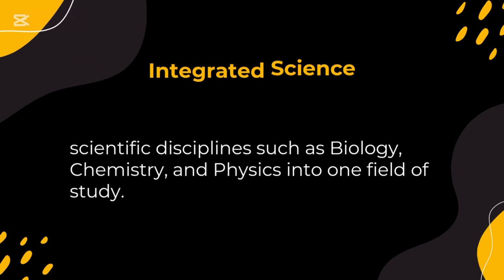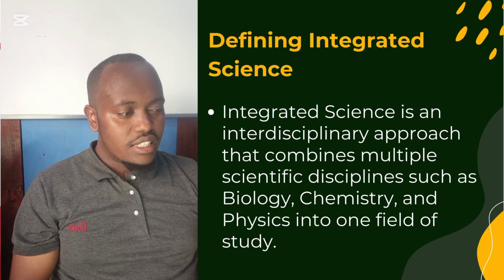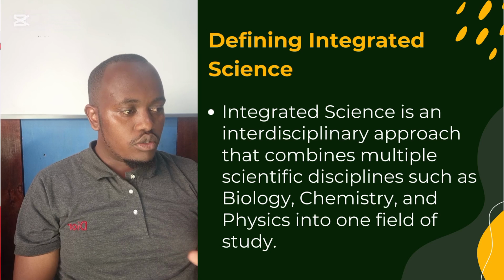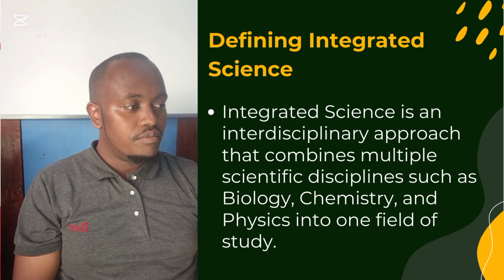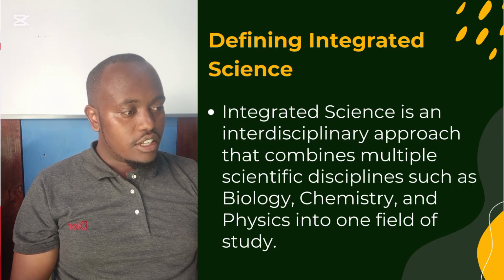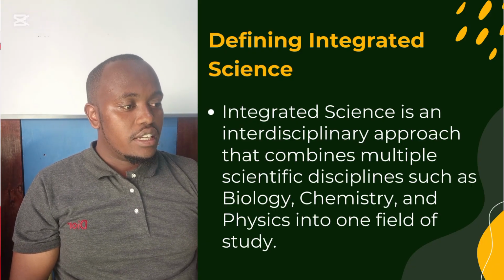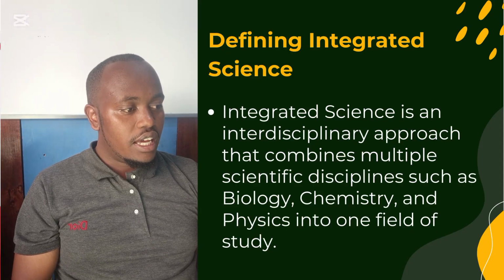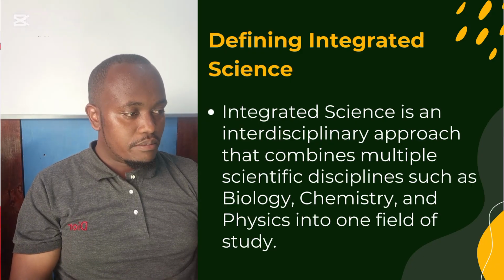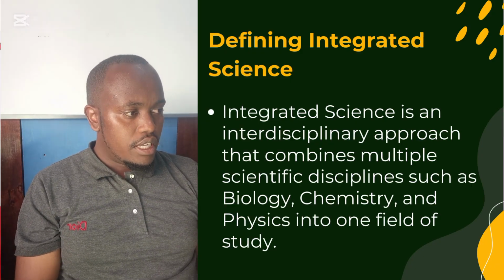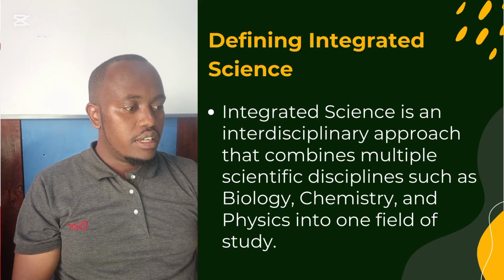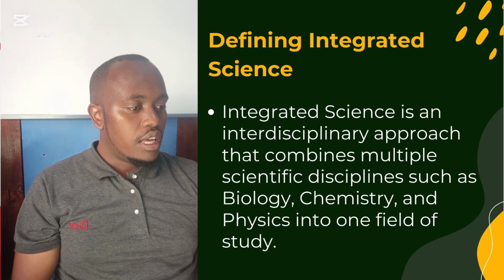Note that different books could give slightly varying definitions. However, the key term is that you are going to combine. It's a subject. Sometimes you can say it is a field of study or a study area that combines scientific disciplines such as biology, chemistry, and physics into a unified study or field of study. So look at this simple definition. You can take it, or you can take the one that you feel is simpler from your books.